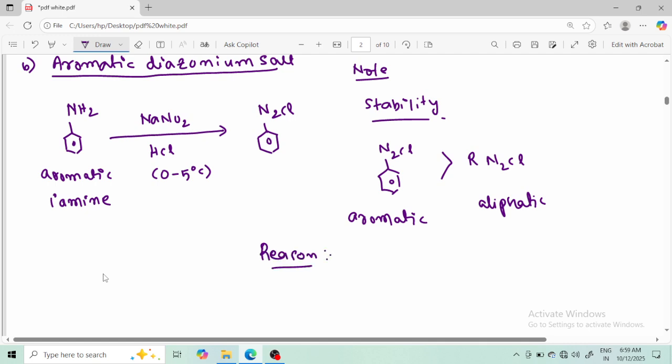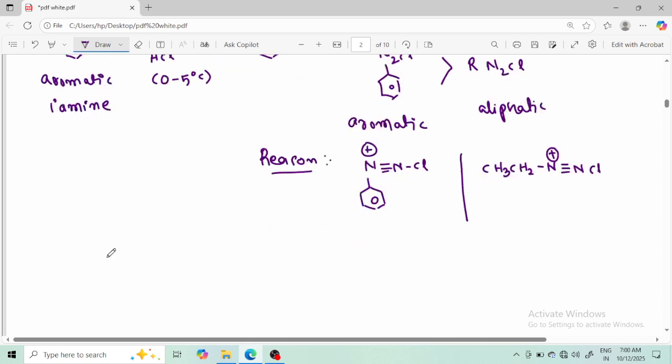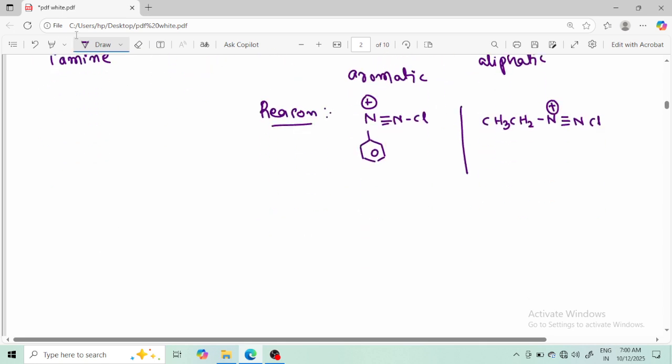The reason is, you know that if I expand this N2Cl structure, it will be something like this, yes or no? So this is the aromatic part, and this one, let's take any example, CH3. In place of R I am using CH3CH2 N triple bond NCl. So there is a positive charge. Here, no need to show the arrow that I am showing now, but this positive charge will be dispersed in the benzene ring due to resonance.